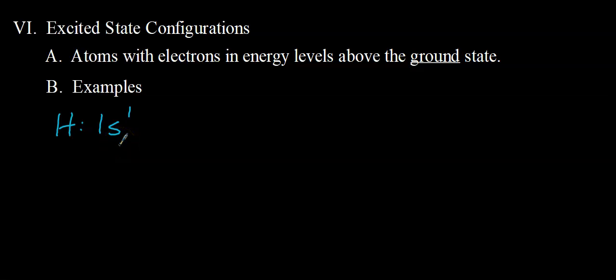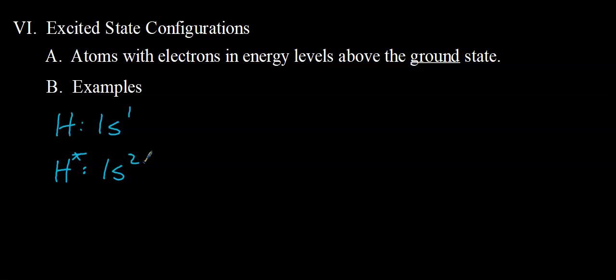So what is a possible excited state configuration for hydrogen? How can we show that hydrogen has its one electron, only has one, in a higher energy level than in the ground state? Let me give you an example. So I put a little asterisk there to indicate that this is not a ground state atom. This is an excited atom.